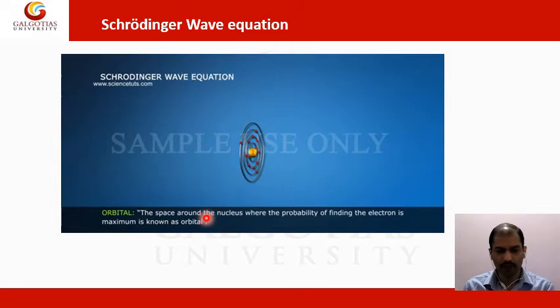If you see the probability distribution curve for s orbital, it depends on the principal quantum number: for n equal to 1, the 1s orbital has 1 peak; n equal to 2, the 2s orbital has 2 peaks; n equal to 3, the 3s orbital has 3 peaks. From the graph, the radius of 3s is greater than 2s and 1s orbitals, and the different peaks are represented for these orbitals.